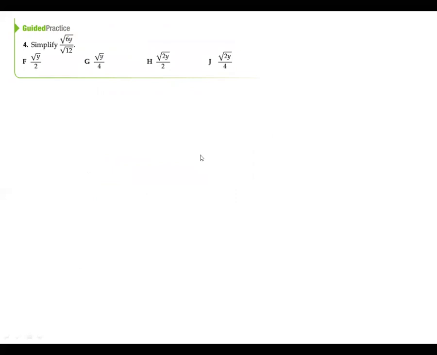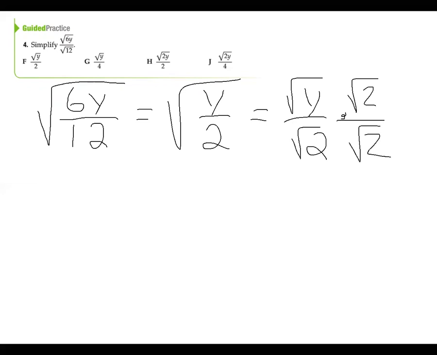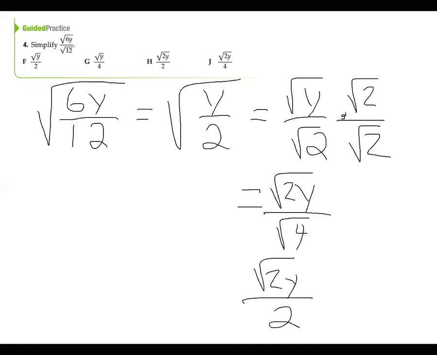Okay, we're back. So here's a couple things you could do. You could rewrite it as one single square root like this. And here's why. Because the 6 over 12 reduces to just y over 2. And then you'd have square root of y over square root of 2. And then you can rationalize the denominator by multiplying by square root 2 over square root 2. So then you'd have square root 2y over square root 4, which is square root 2y over 2. And the correct choice is H. Okay?